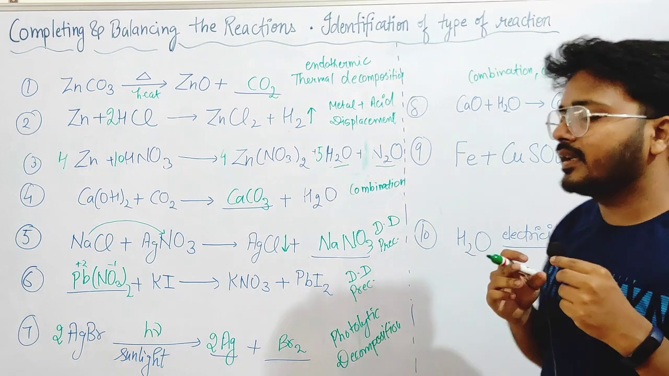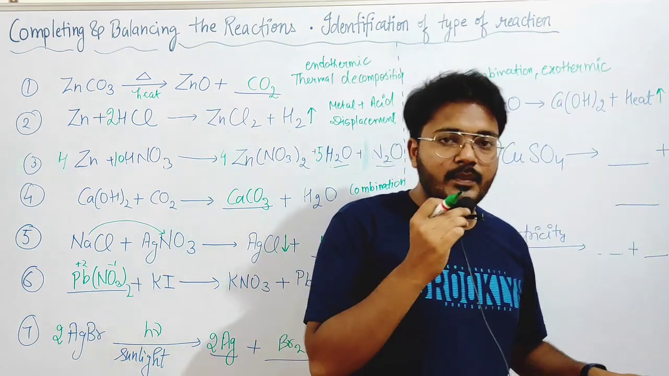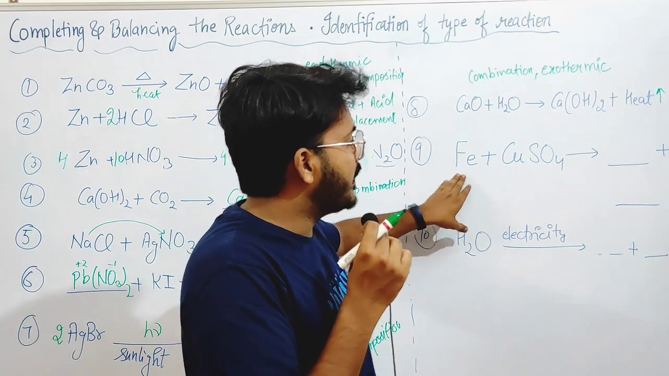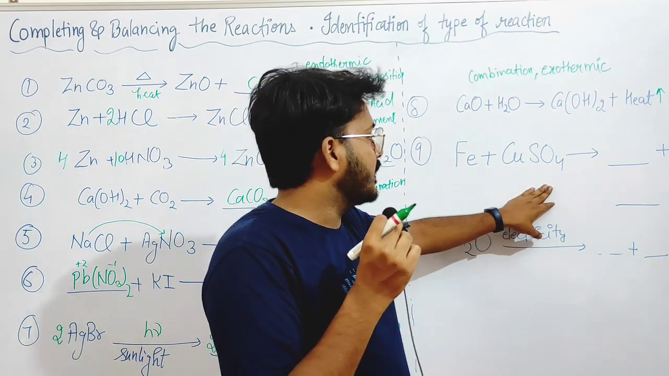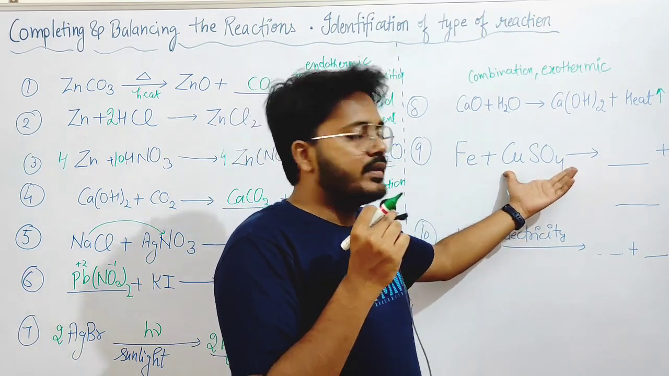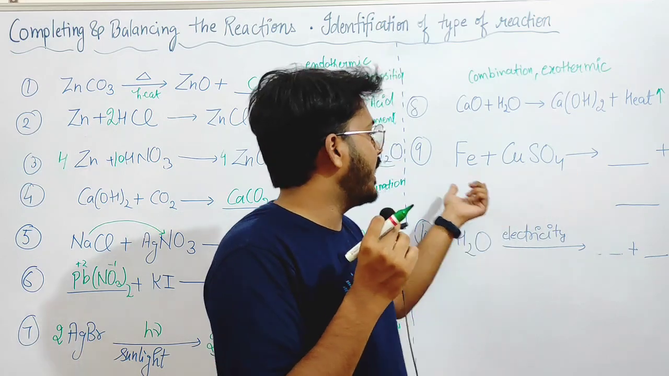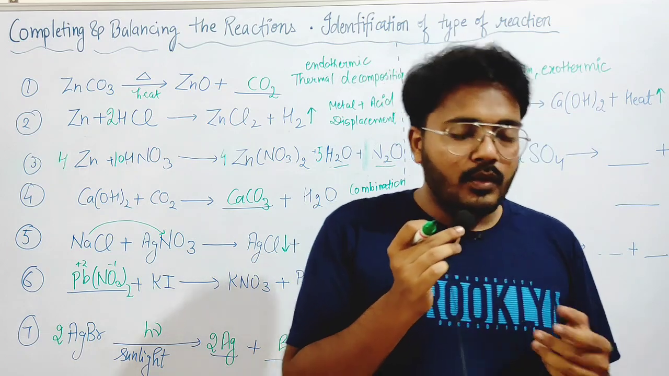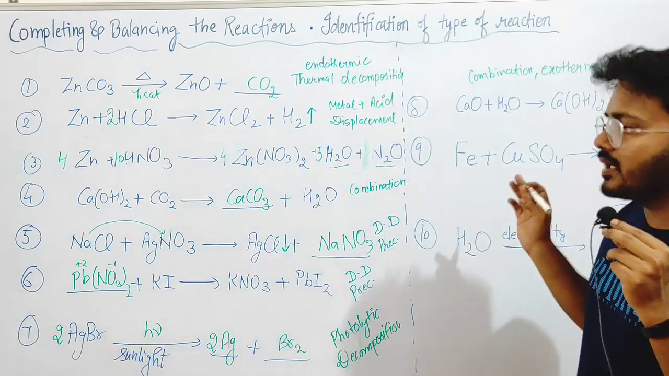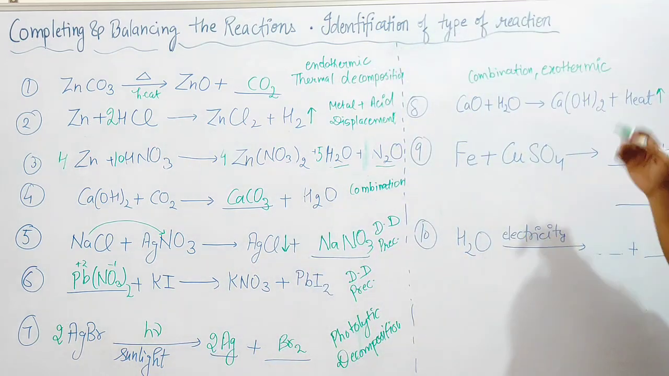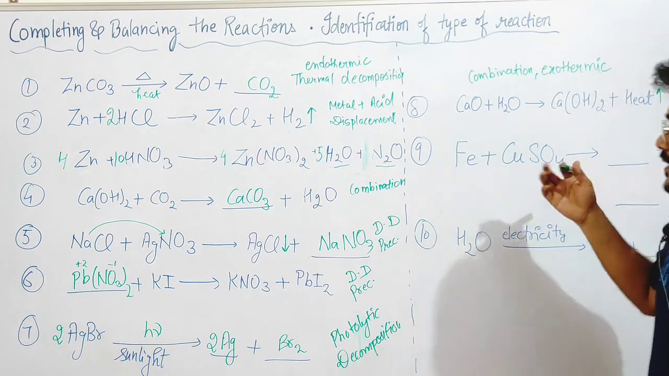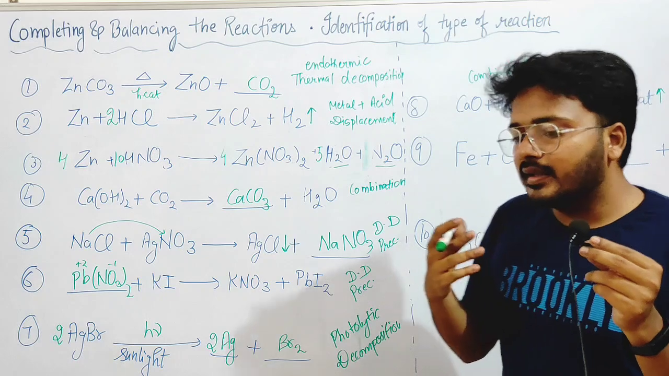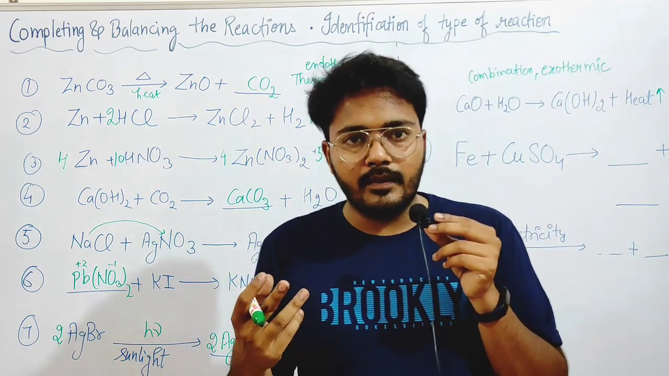Now moving to the 9th question. It is the simplest one and is the most asked question. That is iron plus copper sulfate. Okay, there is a copper sulfate CuSO4 solution, and when you put iron into it, what will be the reaction? Both products are required. So this is simply a displacement reaction in which a more reactive metal is there. First of all, we have to see whether the reaction is feasible or not.